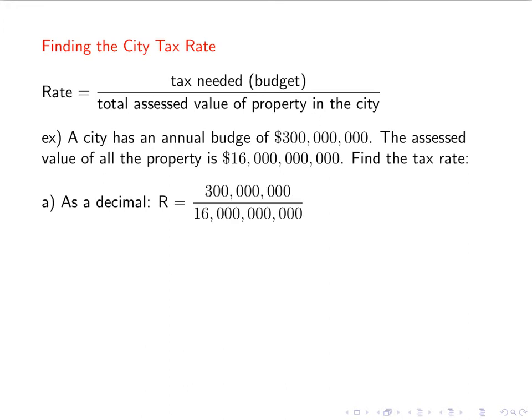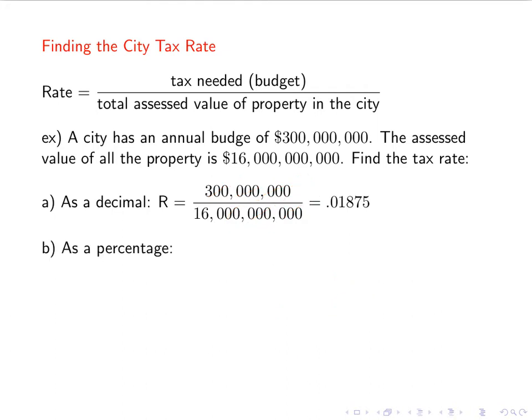So we have the budget, 300 million, divided by the total assessed value, 16 billion. Don't forget that when you plug this into your calculator, it's easier to get rid of all the zeros that you can instead of counting how many times you hit the zero button. So for instance, I can get rid of 3 zeros, another 3 zeros, and another 2 zeros. So in my calculator, I would just have to put 3 over 160. Right. So we have this as a decimal, 0.01875.